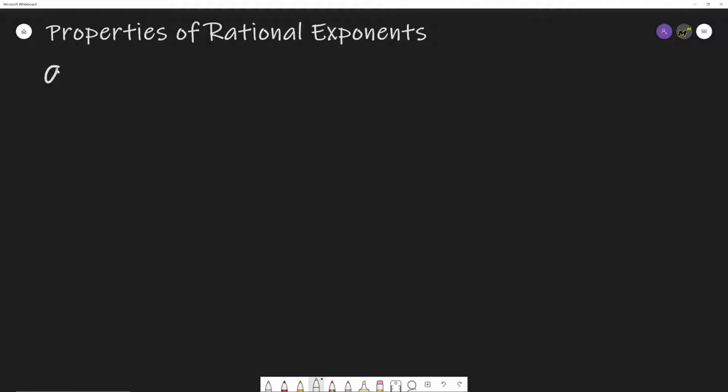First one, let's say we had a to the m times a to the n. Well, we have the same base of a, and whenever this happens, we can actually just add the exponents. So this would be a to the m plus n.